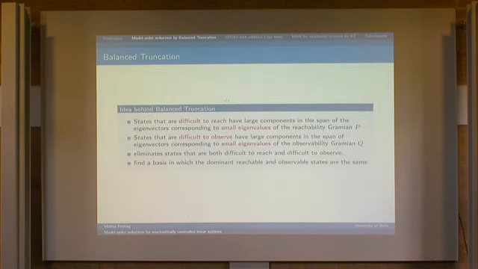So here is the thing I've been saying a couple of times. You want to eliminate states that are both difficult to reach and difficult to observe. And so you basically find a transformation and a basis where both reachable and observable states are the same. So you end up with a linear algebra problem essentially. You have two matrices P and Q, they tell you about observable and reachable states, basically the eigenvectors of P and Q, and you're trying to eliminate the ones that are not important.